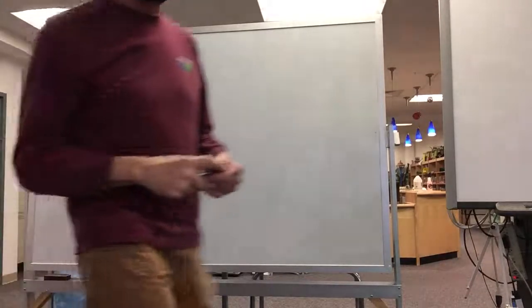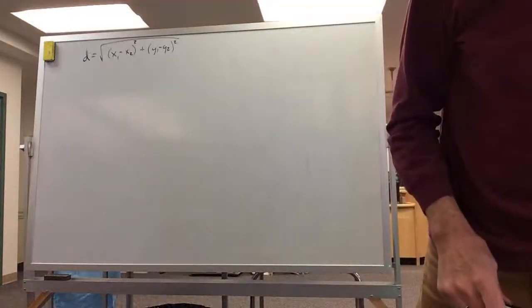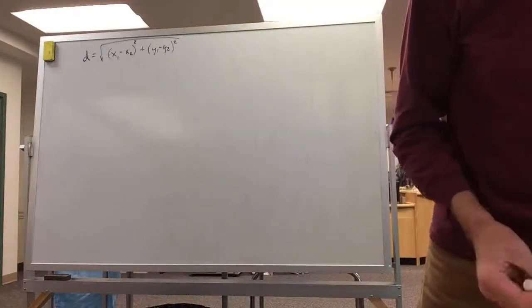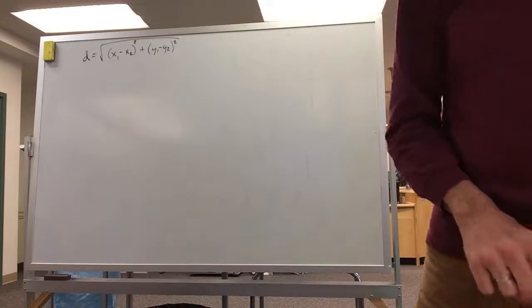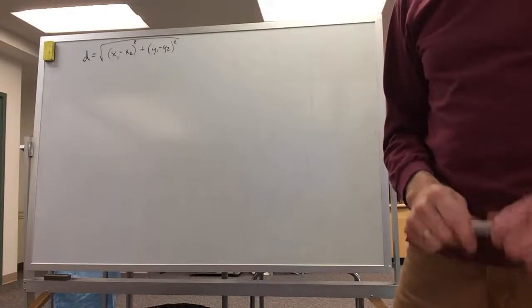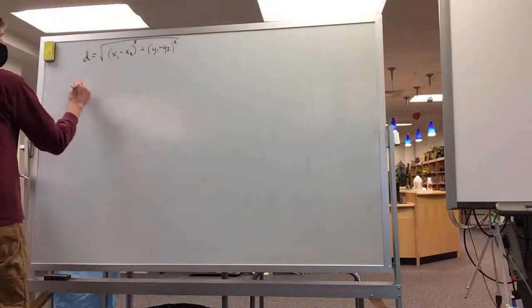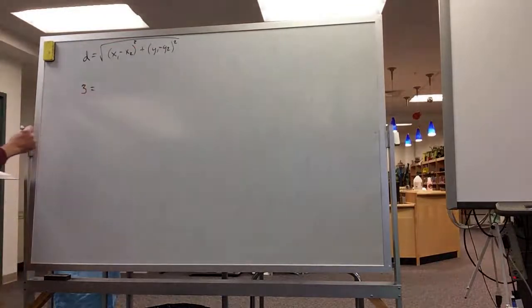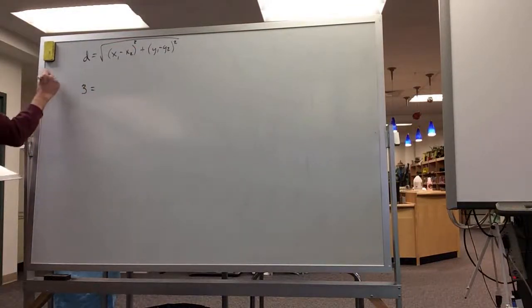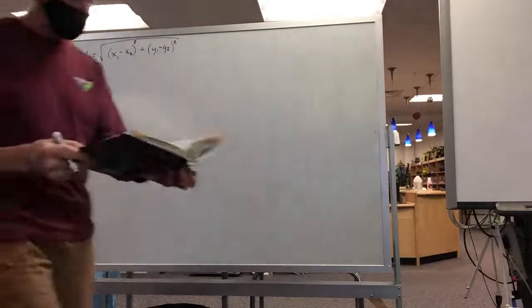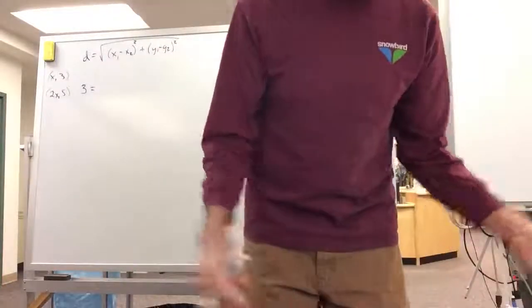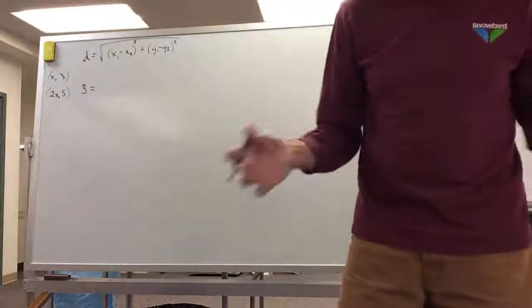Okay, so if you're given two points, which are (x, 3) and (2x, 5), and the distance is equal to 3, I better write this all down. So if the distance is 3 and the points are these, we gotta figure out what x is. Write an equation that you would solve in order to find the possible values of x.